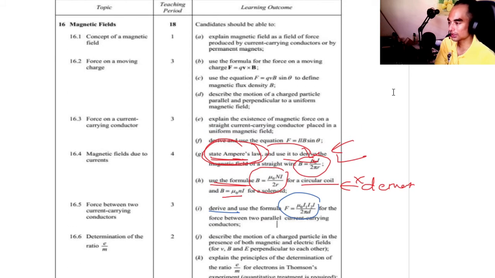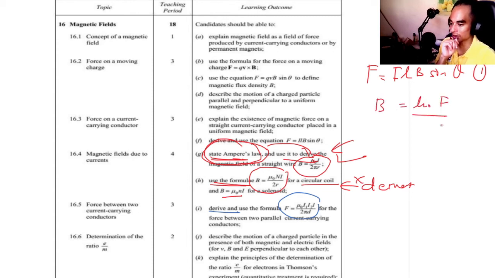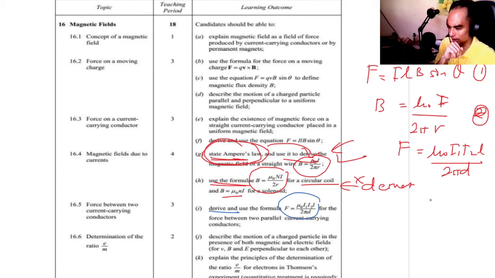So for conclusion, this chapter has derivations. Let's see the derivations. Derive F equals ILB sine theta. This is the first derivation. The second derivation is B equals mu naught I over 2 pi r. Also, you have to write F equals mu naught I1 I2 L over 2 pi d. That's it. There are three derivations. You have to take care of them.